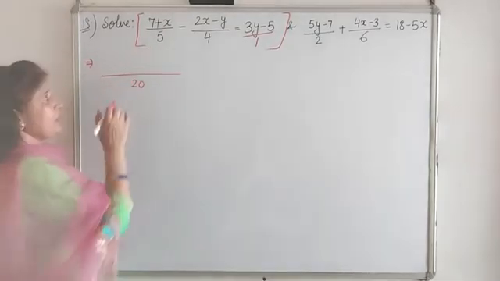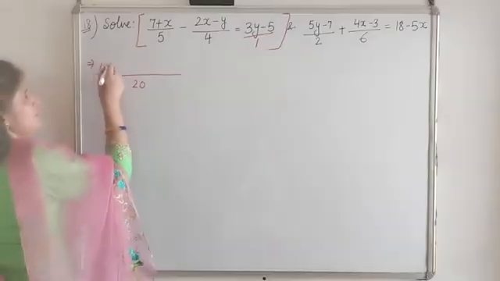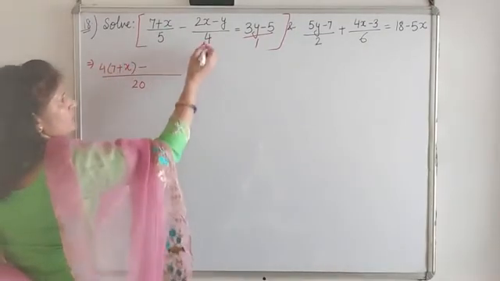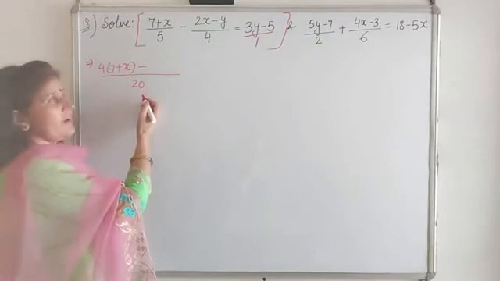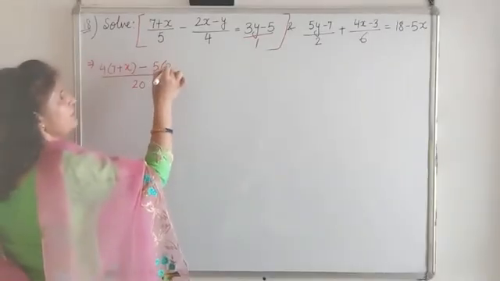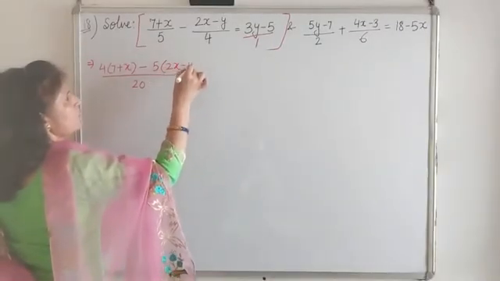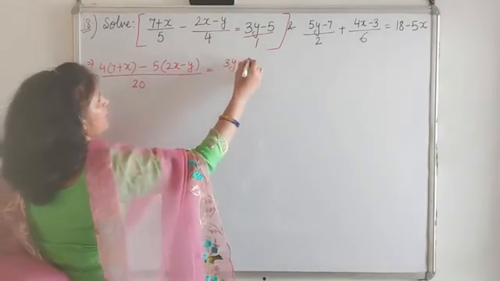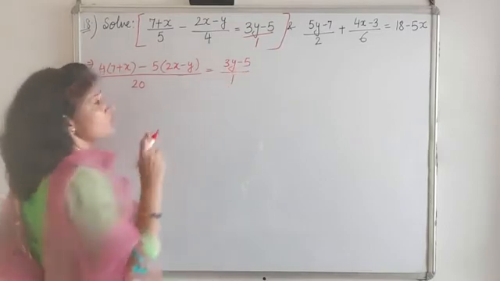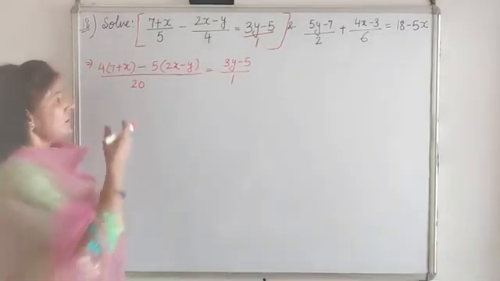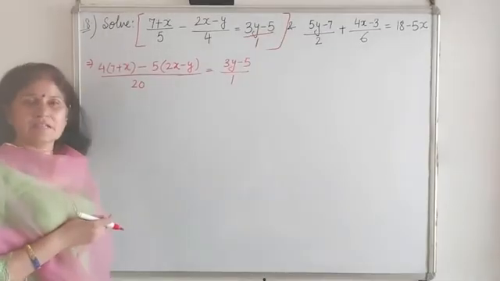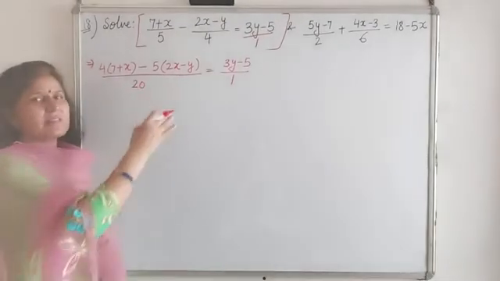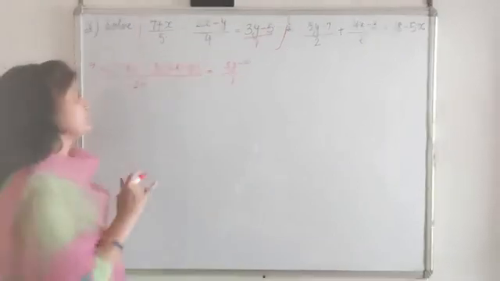5 4s are 20. 4 will be multiplied with 7 plus x. Then here minus 4 5s are 20. What we get? 5 will be multiplied with 2x minus y is equal to 3y minus 5 upon 1. If you are having confusion about why we take the LCM of both sides collectively, better you take them separate like this and then cross multiply them. It is up to you.